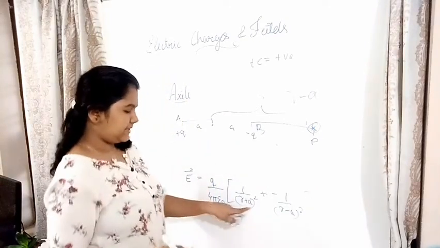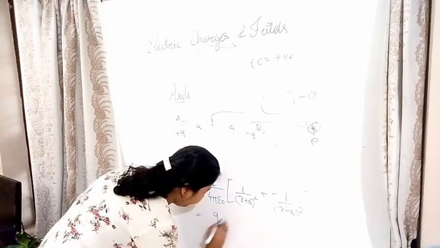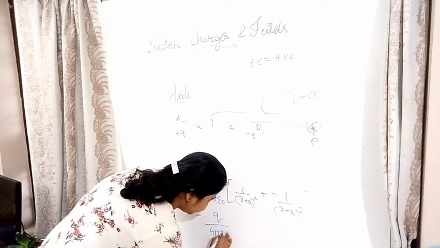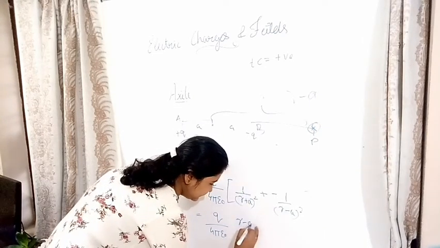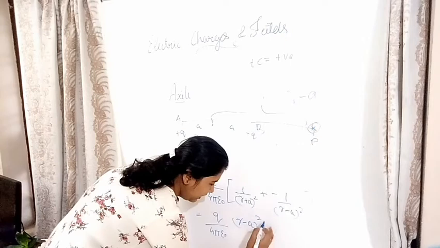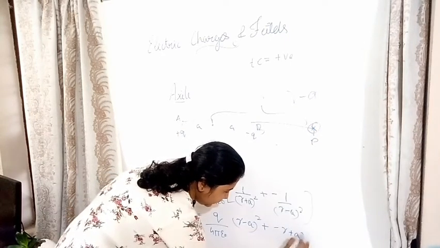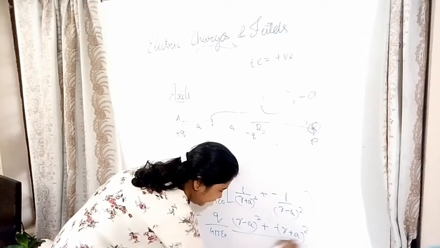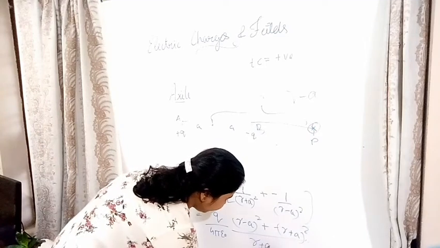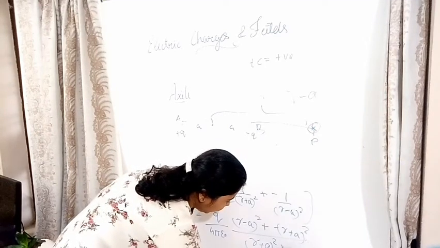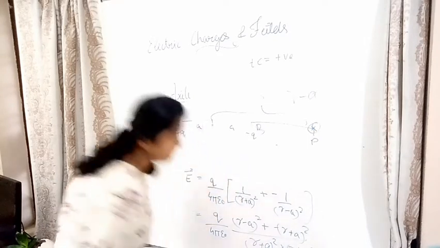So for r plus a and r minus a, we have to find the LCM. That is equal to Q by 4 pi epsilon 0 times (r minus a) the whole square minus (r plus a) the whole square, divided by (r plus a) the whole square into (r minus a) the whole square. So this is our equation.